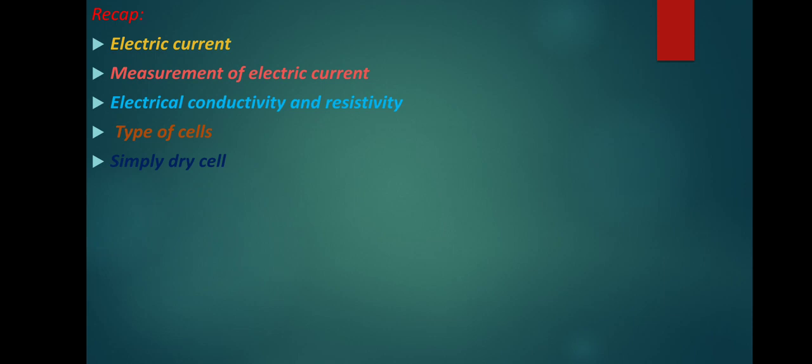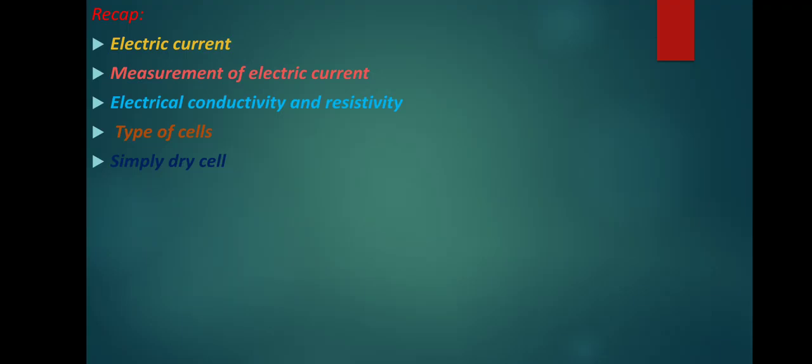Next one, measurement of electric current. Electric current is measured using a device called an ohmmeter. The terminals of an ohmmeter are marked with a positive and negative sign. An ohmmeter must be connected in series in the circuit.